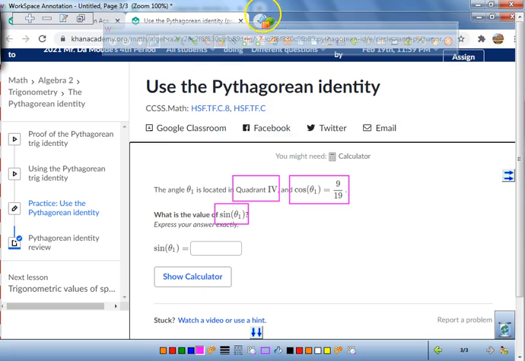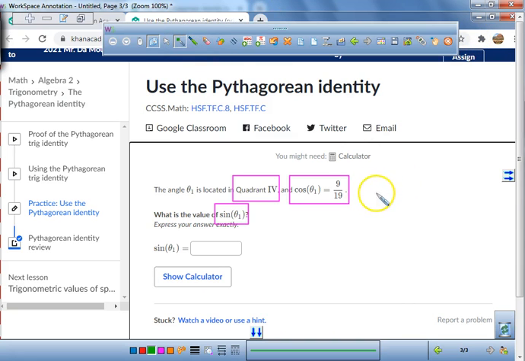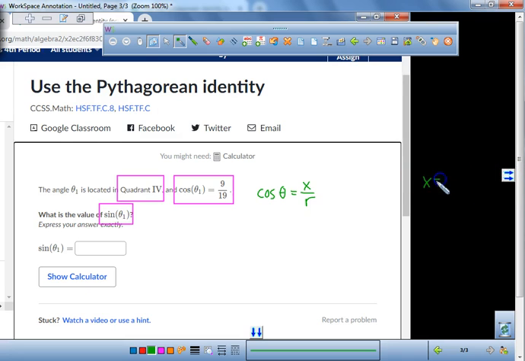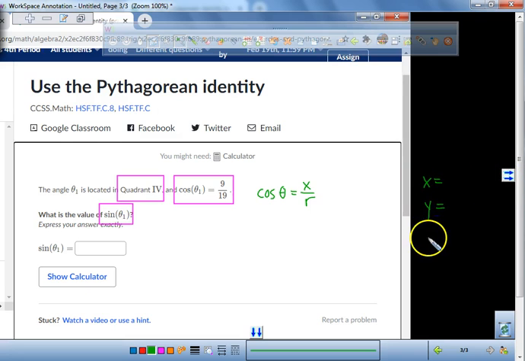All right, so listen up. What we're going to do right now is I want you to write the cosine of theta equals the x value over your r value. So right now, put x equals, y equals, r equals. And we're going to say it's what? 9 over 19. So what's our r value? 19. What's our x value? 9. What are we looking for? We're looking for our y value, okay?